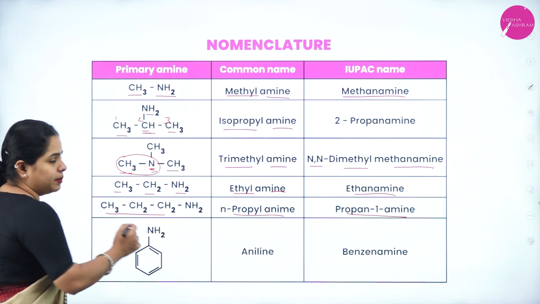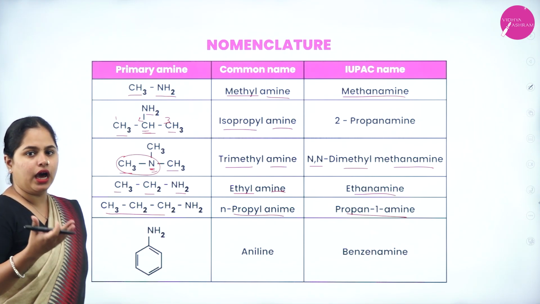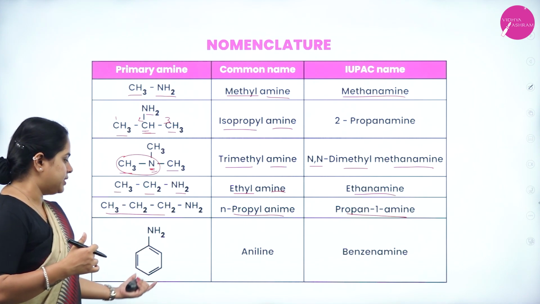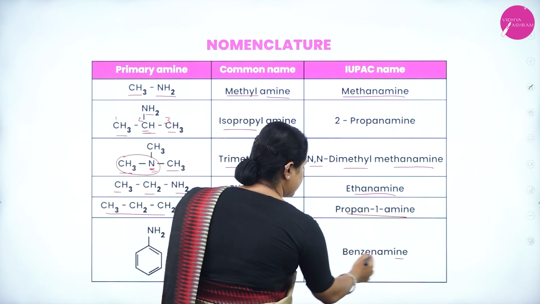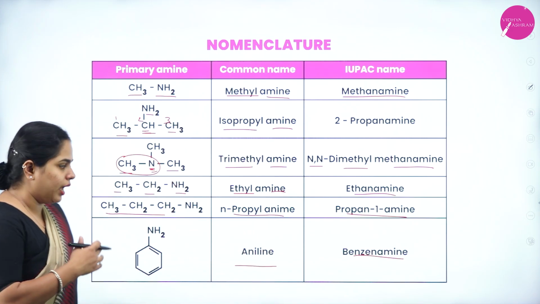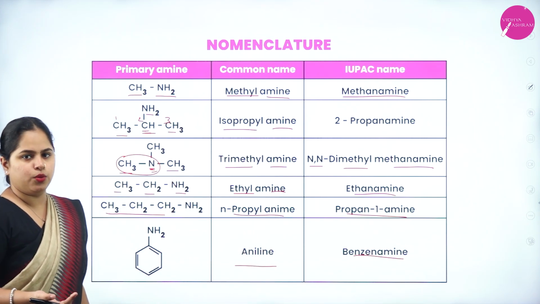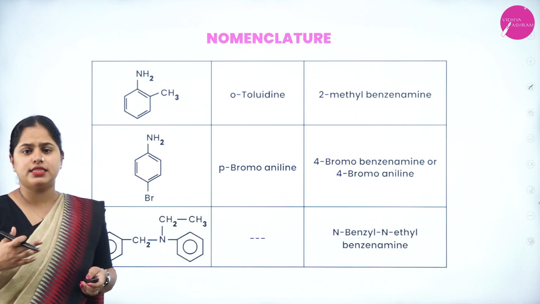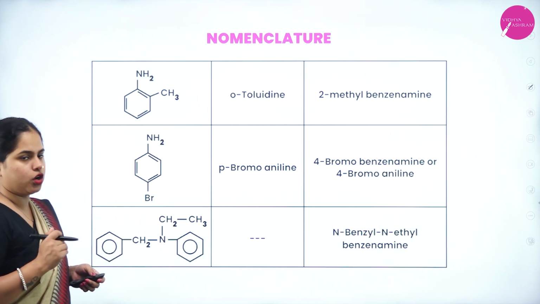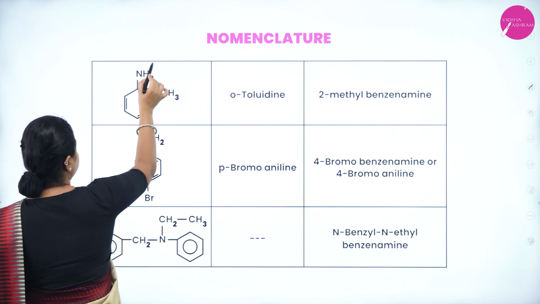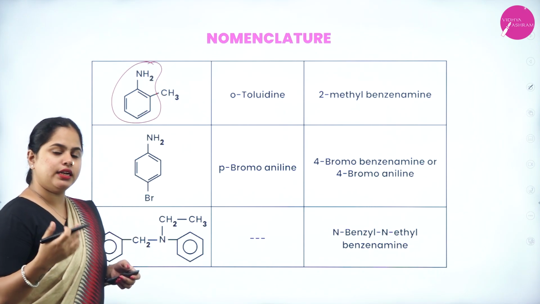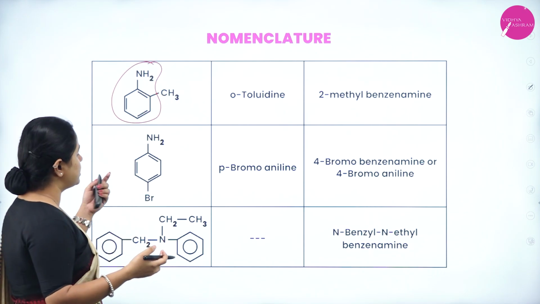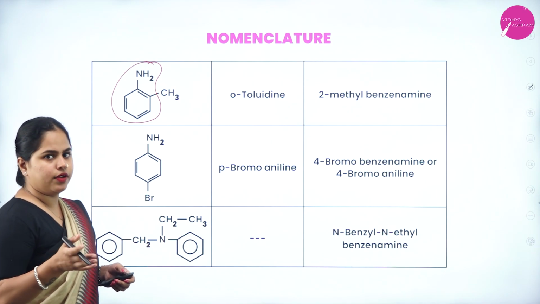Now you have the simplest aromatic or aryl amine, which is the benzene ring with NH2 group. So this is called aniline, and in IUPAC it is called benzenamine, or else aniline can also be used as the IUPAC name. Clear? Now let's discuss a few aromatic amines or aryl amines. So this much part you can see, this is aniline, right? So you can write it as a derivative of aniline, or else another name is benzenamine, right? Either way you can use.